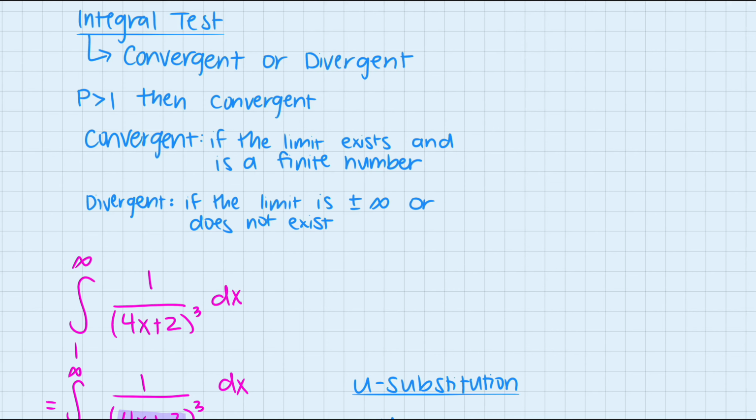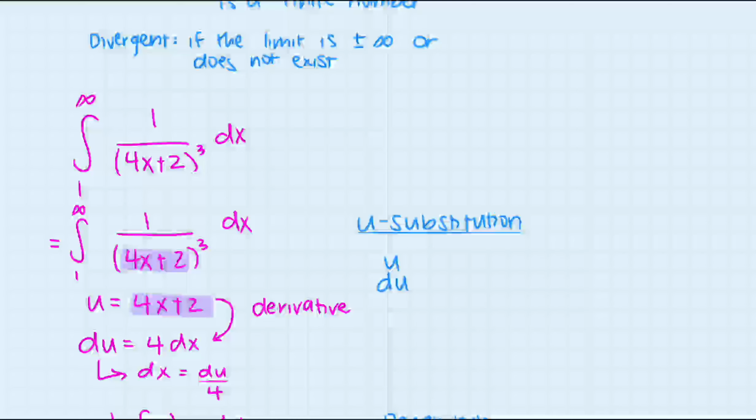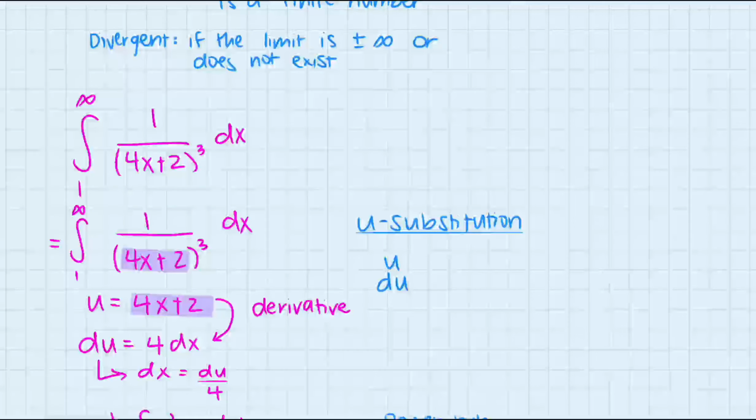So this is a test from the solutions of integrals for convergent or divergent. To better explain this, we're going to walk through this example. We have the integral from 1 to infinity of 1 over (4x plus 2) cubed dx. To solve this, we first need to solve this integral to know if it's convergent or divergent. How are we going to solve this? For this integral, we're going to use the u substitution method.